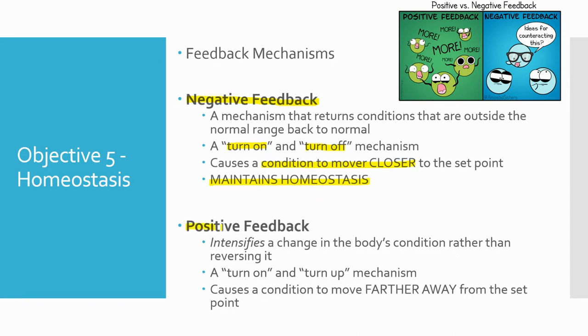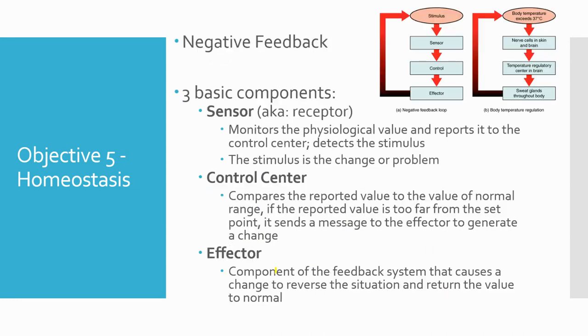Now another type is positive feedback. And positive feedback, once again, is not about good or bad. Positive has to do with turning on and turning up. It intensifies. And so this really isn't a homeostatic mechanism. In fact, most of the mechanisms in our body are negative feedback. Things like temperature control, water balance, blood glucose levels, heart rate, blood pressure. What positive feedback does is it actually moves us farther away from the set point. And a lot of times that's taking us away from homeostasis. But there's a couple examples that are good, and we'll talk about those in a moment.